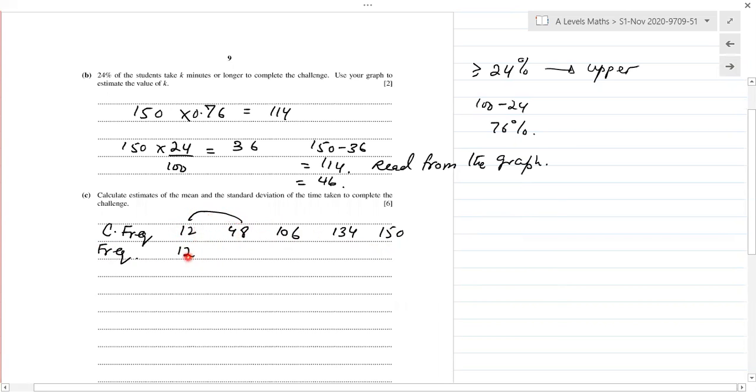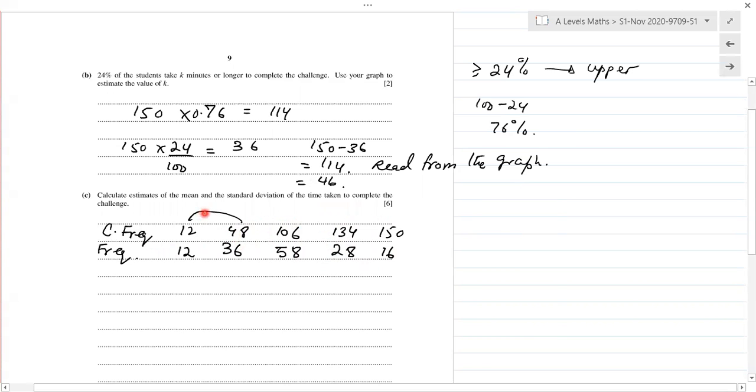Now 48, what number has been added to 12 in order to get 48? So 48 minus 12, that's going to give me 36. 106 minus 48, that's going to give me 58. 134 minus 106, that gives me 28. 150 minus 134, that gives me 16. So I've got the corresponding frequencies for the times.